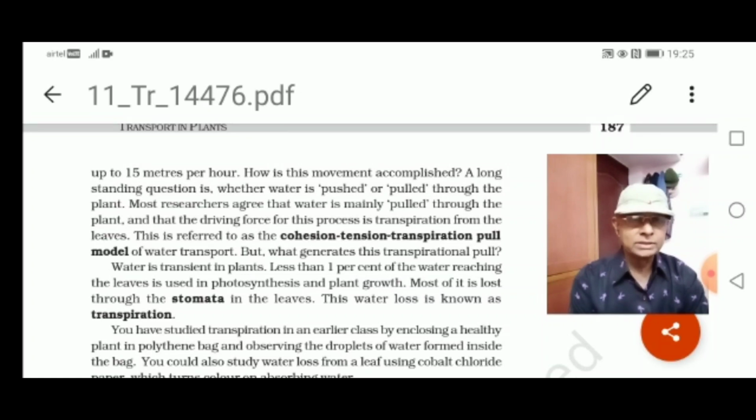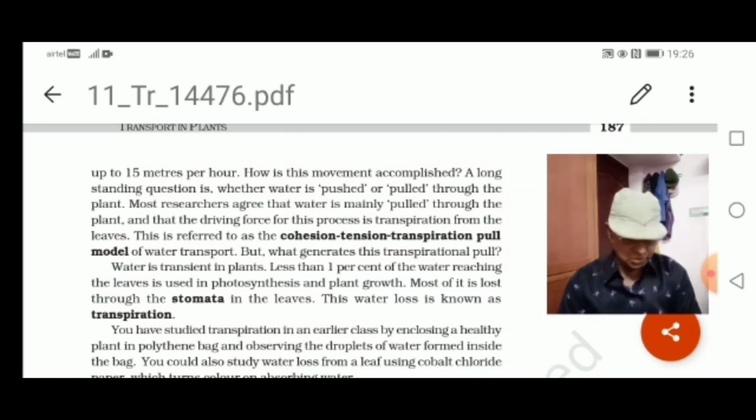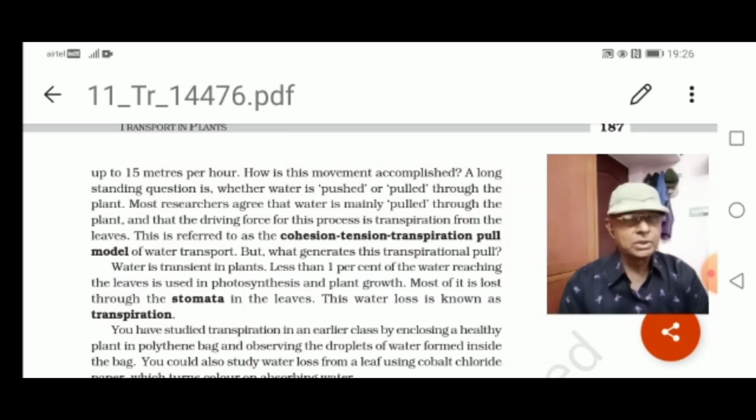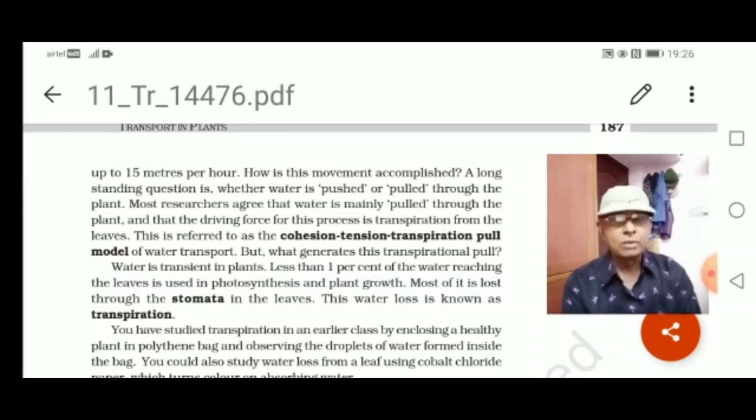What actually generates the transpiration pull? Water is evaporated in plants. Less than 1% of the water that reaches the leaves is used in photosynthesis and plant growth, but most of it is lost through the stomata in the leaves. This water loss is known as transpiration. So transpiration is a very important physiological process which will regulate water movement in plants.